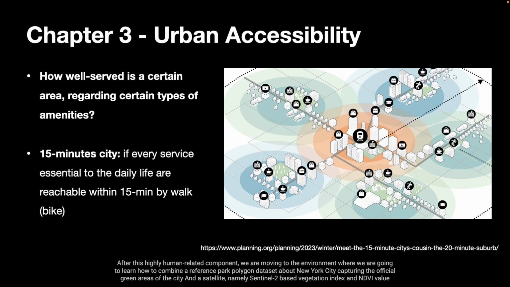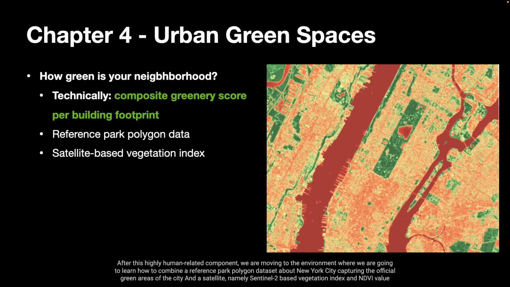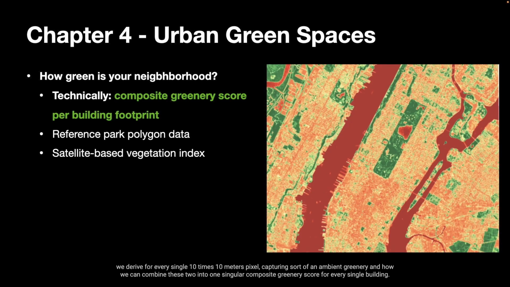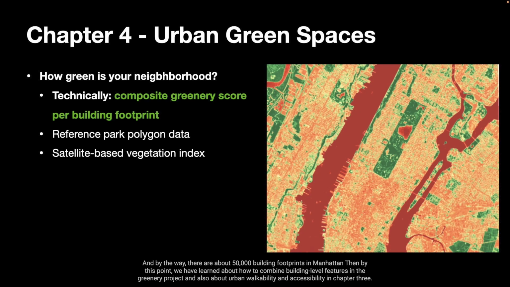After this highly human-related component, we are moving to the environment, where we are going to learn how to combine a reference park polygon dataset about New York City, capturing the official green areas of the city, and a satellite, namely Sentinel-2 based vegetation index, an NDVI value we derive for every single 10 × 10 meters pixel, capturing sort of an ambient greenery, and how we can combine these two into one singular composite greenery score for every single building. And by the way, there are about 50,000 building footprints in Manhattan.